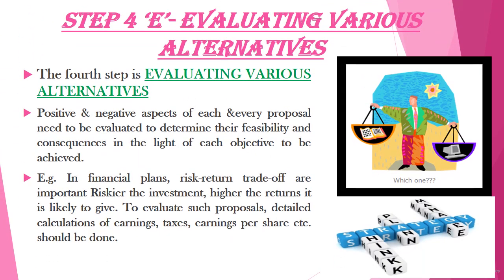After identifying the various alternative courses of action, the next step is to evaluate the various alternatives. That means we cannot just take any of the alternatives and carry out our plans. We need to evaluate which alternative suits our plan, or through which we can achieve our objectives in a better way. So for that we need to evaluate the various alternative courses of action. Positive and negative aspects of each and every proposal need to be evaluated, in the light of the objectives, cost, risk, planning premises, benefits, availability of capital, etc.